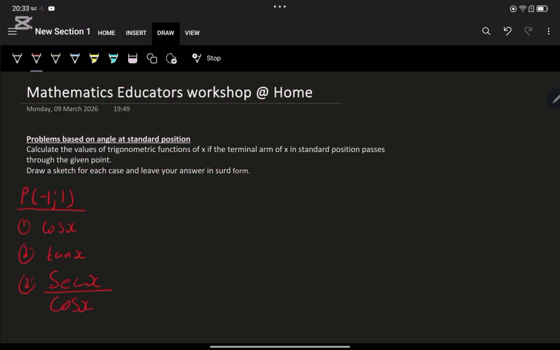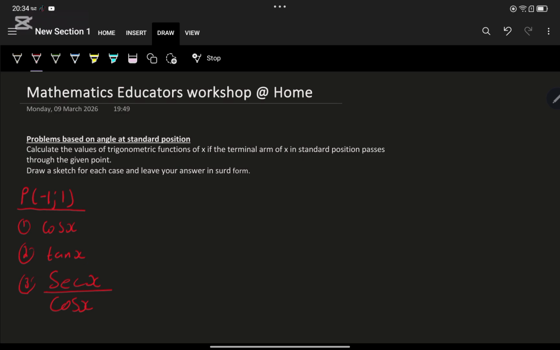As we conclude the introduction of trigonometry to the grade 11s, today we focus on problems based on angles in standard position. The first question we encounter reads as follows. Calculate the values of the trigonometric functions of x if the terminal arm of angle x in standard position passes through the given point. Draw a sketch for each case and leave your answer in surd form. So, the given point is (-1, 1).